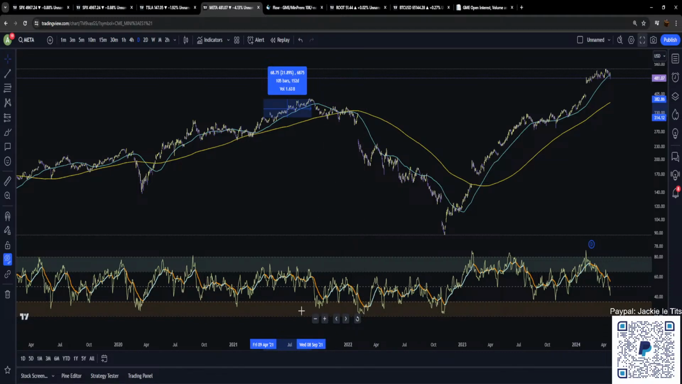But what happens when price messes around? What happens when price messes around and seemingly doesn't spend any time in any zone?